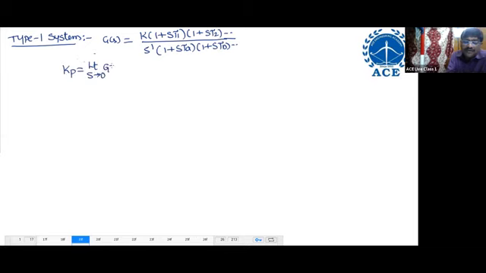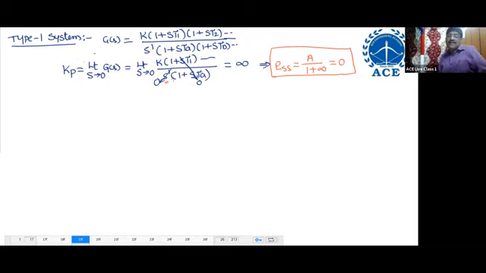For type 2 system also, as long as the S term is present, Kp becomes infinity and the error becomes 0. Type 2 is also the same, type 3 also the same, type infinity also the same. That means what you observed here is that as the type increases, the steady state error decreases.